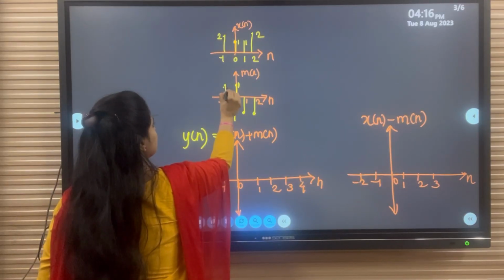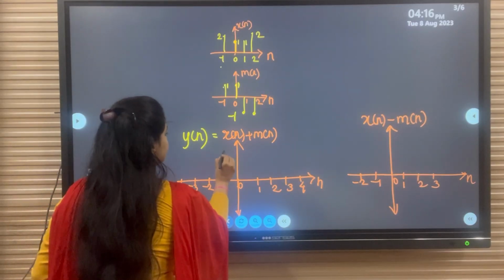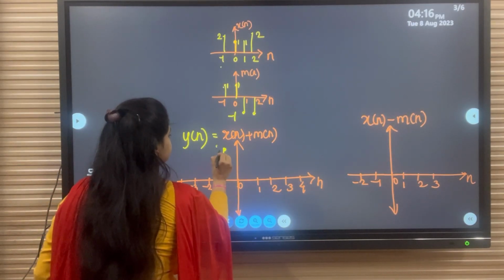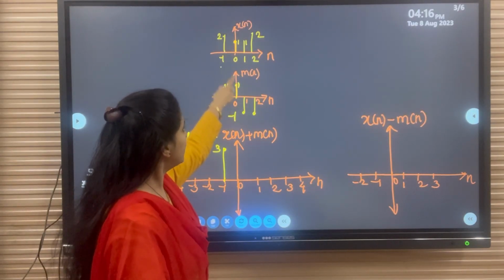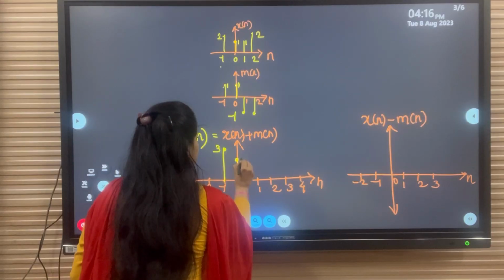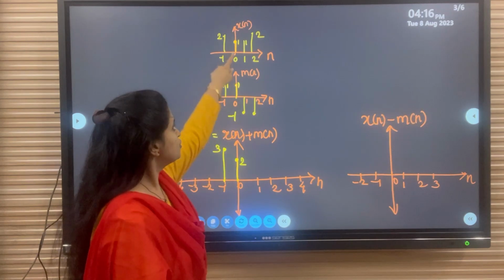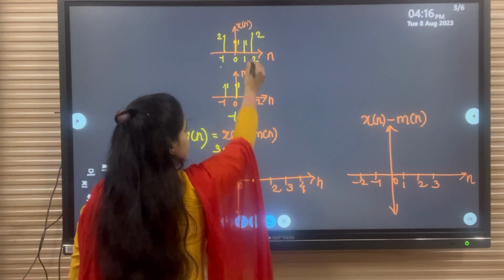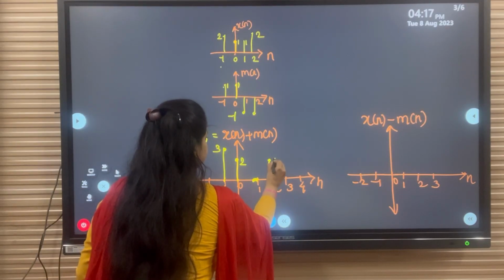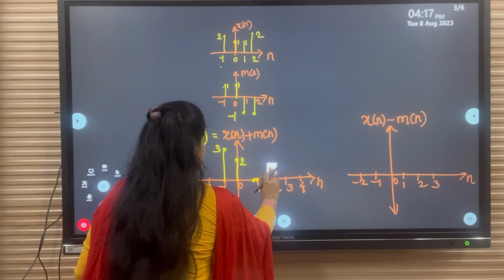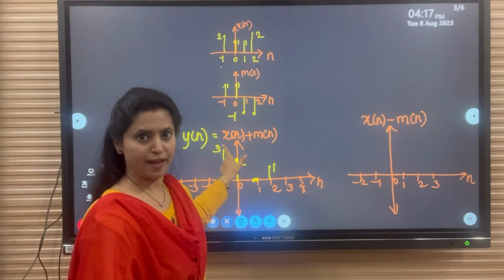So 2 plus 1 is equal to 3. So at minus 1, the amplitude is equal to 3. Then at 0, the signal is having amplitude 1. This is having 1. 1 plus 1 is equal to 2. Then again 1, this signal is having amplitude minus 1. So 1 minus 1 is 0. Here 2 minus 1 is equal to plus 1. So this is your signal x of n plus m of n.